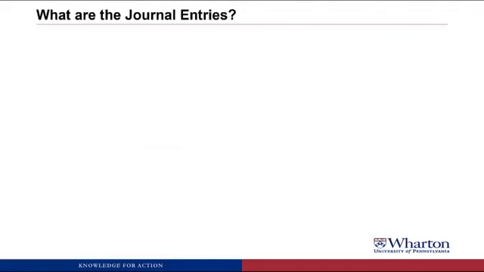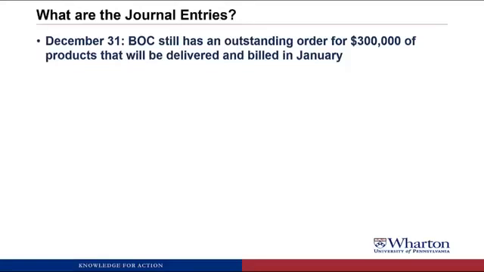Okay, last set of transactions. It's December 31st. BOC still has an outstanding order for $300,000 of products that will be delivered and billed in January. Do we need an adjusting entry at this point?